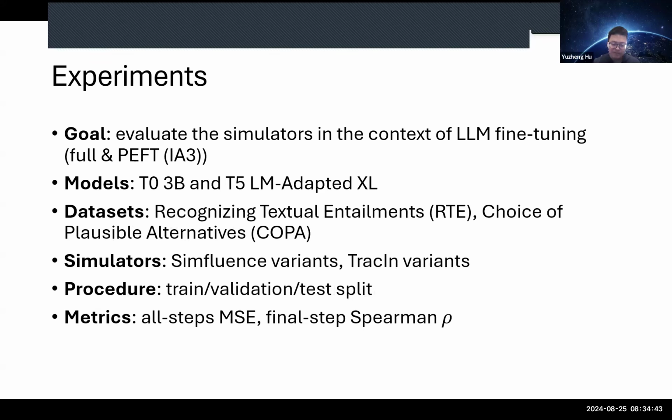And we also consider the final-step Spearman rho. This is basically concerning, say, we have different test samples, and how well our simulators are capable of predicting the ranking of the test samples at their final iterations. Because we only care about the rankings at the final iteration, we only use the Spearman rho coefficient, which is only sensitive to the ranking, but not the absolute value.